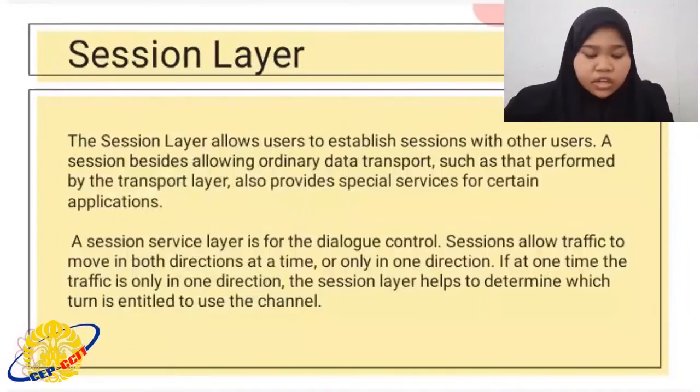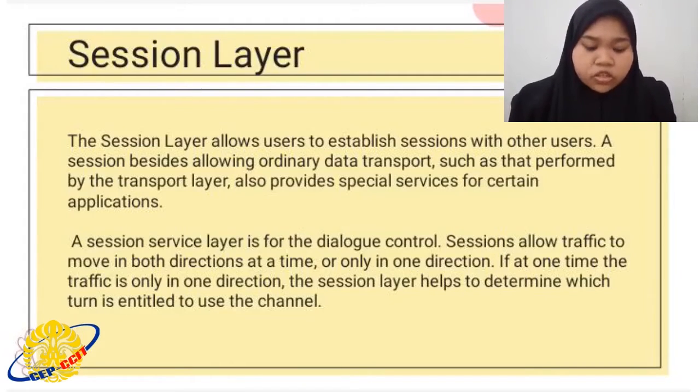Session layer. The session layer allows users to establish sessions with other users. A session, besides allowing ordinary data transport, such as that performed by the transport layer, also provides special services for certain applications. A session service is for dialog control. Sessions allow traffic to move in both directions at a time or only in one direction. If at one time the traffic is only in one direction, the session layer helps to determine whose turn it is to use the channel.